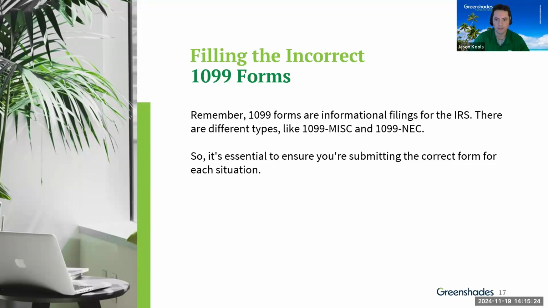Another common question that I receive each year as well is regarding the 1096 form. So the 1096 is only needed when submitting a paper filing. And with submitting electronically through GreenShades, we will automatically include a summary page on your federal 1099 submission. So no additional work will be needed from a 1096 standpoint.